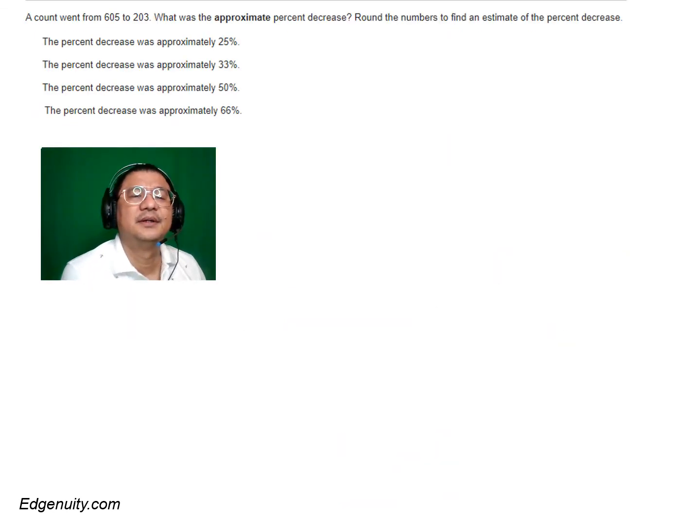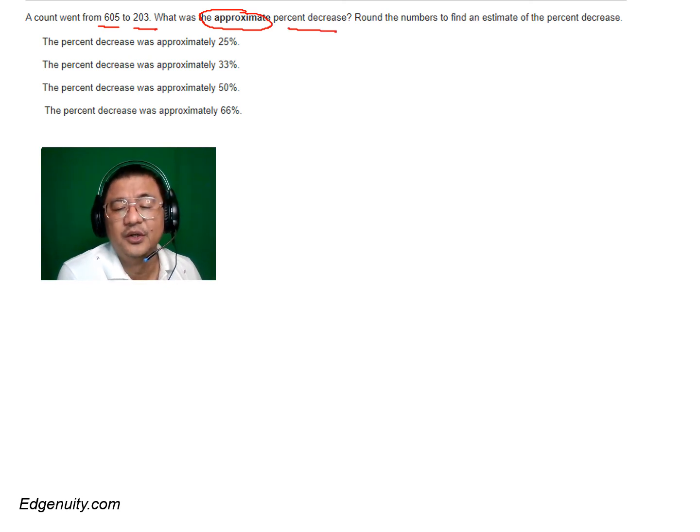Next, a count from 605 to 203. What is the approximate percent increase? When they ask for approximate, they just want what? It doesn't have to be exact. So from this is the old, and label the other as the new. 203 is the new number.